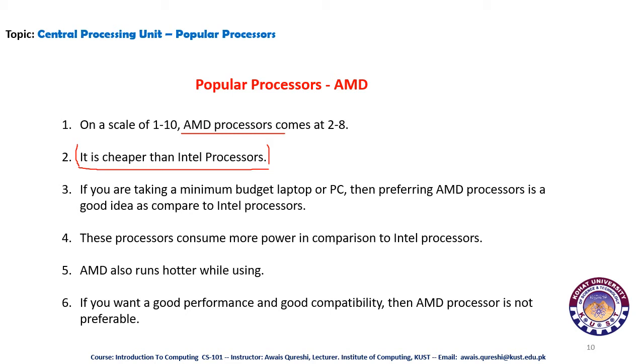These processors consume more power in comparison to Intel processors. So this is what we call a drawback of these processors. Their power consumption is high as compared to the Intel processors. And AMD's second drawback, which discourages most users from buying these processors, is that it's hotter while using. AMD sometimes gets hotter when you are putting some heavy load on the processor. If you want good performance and good compatibility, then an AMD processor is not a preferable option.